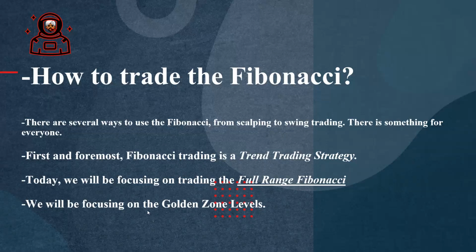As far as today's trading strategy, we're going to be focusing on the full range Fibonacci. What that means is just drawing it from the daily swing high to the daily swing low, the daily range. And we're going to be focusing on the daily golden zone levels.